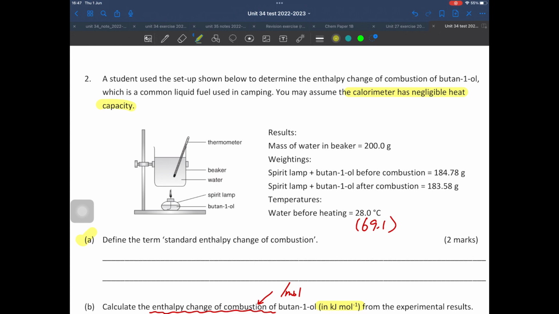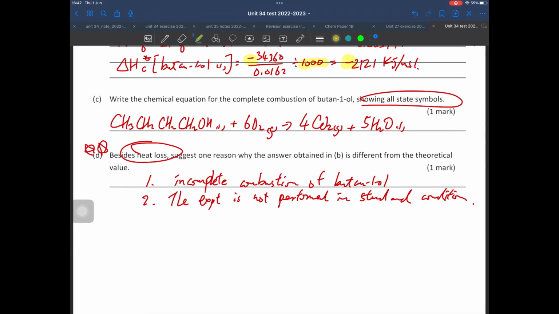So here I suggest two. The first one is typical: incomplete combustion of butan-1-ol. The second one: the experiment is not performed under standard conditions. That's it. Yes, some of you suggested that some heat energy is absorbed by the thermometer but not the calorimeter. Well, this is not accepted because the calorimeter includes the thermometer. So you should give another reason.